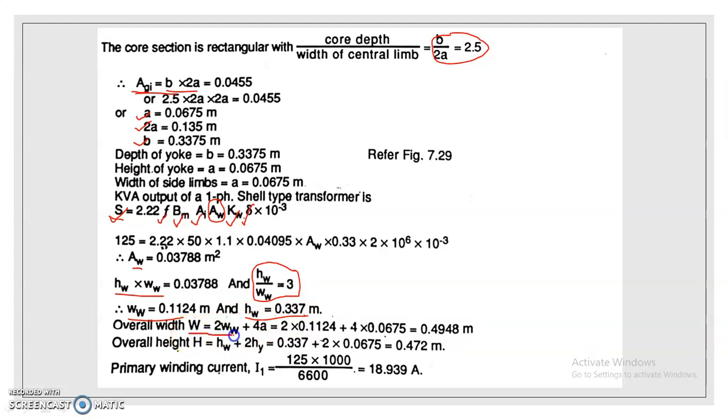Capital W is equal to 2 times WW plus 4A. We know the values of WW and A. Just put them in and you will get the overall width of the core, this one.